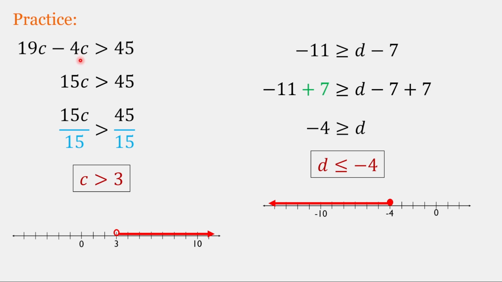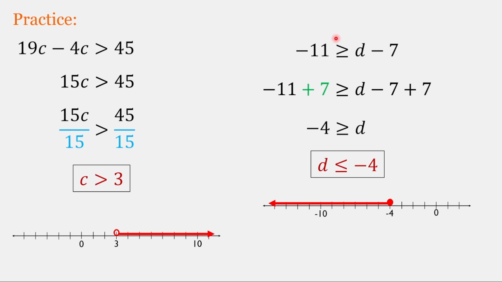In this third problem, we'll combine like terms on the left first. We can simplify that down to 15c. We have 15 times c, so to undo this multiplication by 15, divide both sides by 15, resulting in c greater than 3.